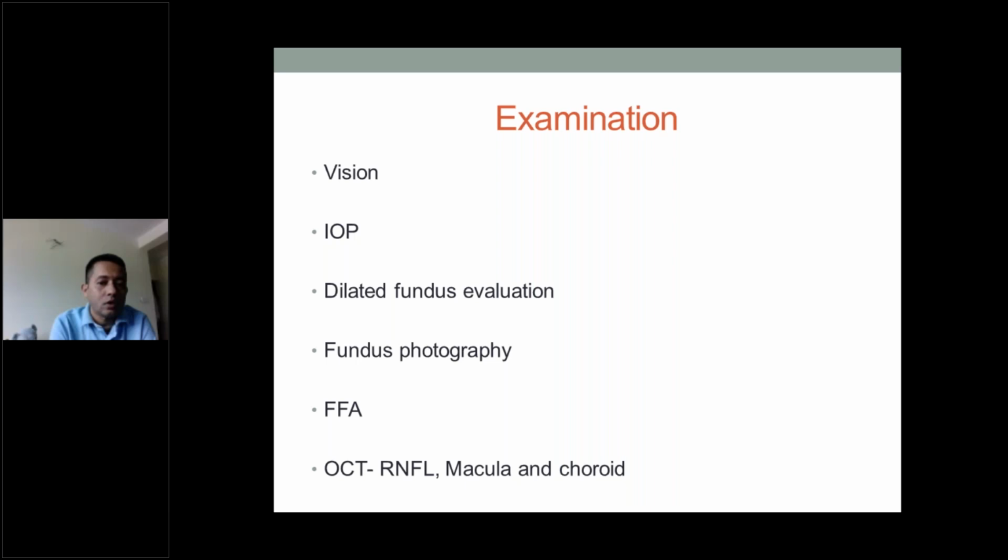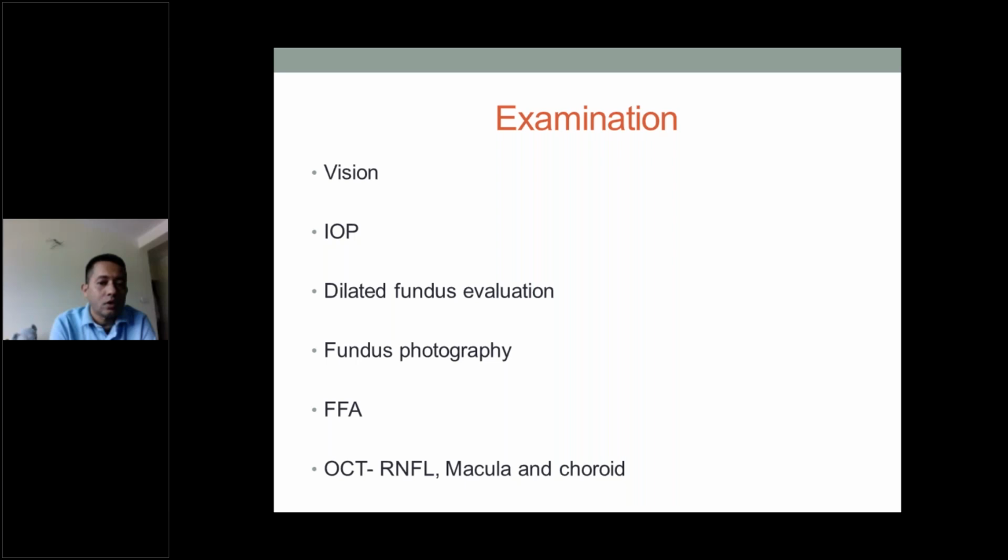So fundus photography is also required. If the patient has grade 3, grade 4 hypertensive retinopathy, you can do fundus photography, ultrasonography to see how the patient is improving when the patient comes in follow-up. FFA is required if you see a lot of ischemia, or you are seeing a patient with venous occlusion. Usually we don't do FFA most commonly because a lot of these patients also have renal problems. So FFA is not a test of choice.